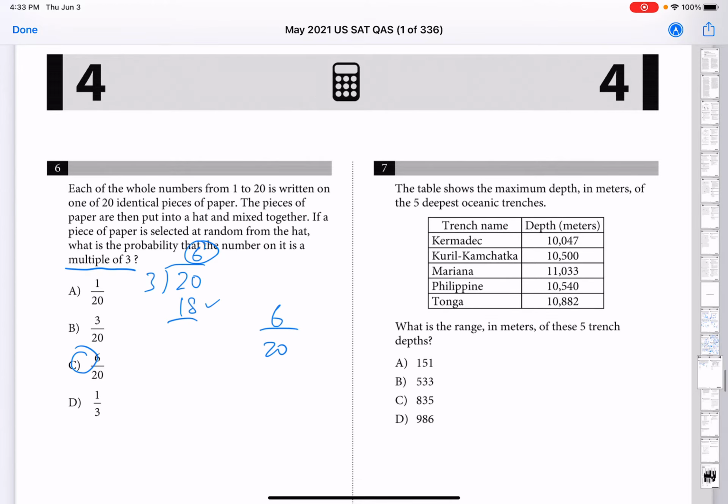All right, number 7. The table shows the maximum depth in meters of the 5 deepest oceanic trenches. What is the range in meters of these 5 trench depths? Okay, so they're looking for the range. So what we do is we take the high number and subtract the lowest number. So the biggest number here is 11,033, and we're going to subtract the smallest number, which is 10,047. And we're going to get an answer of 986. So the answer is D for number 7.